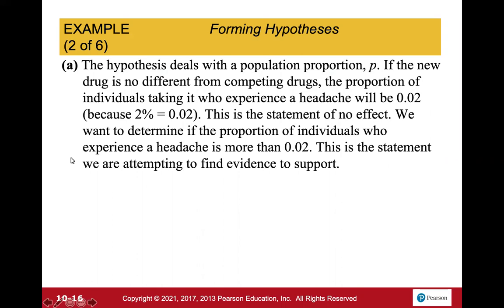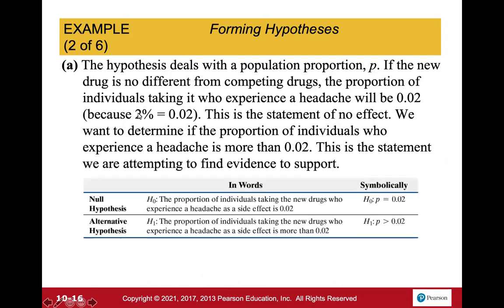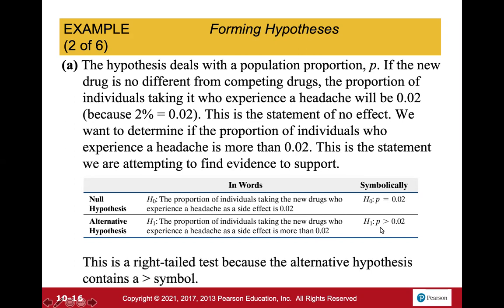So 2%, so they use something a little bit different. They use 0.02. They use the actual decimal percentage or decimal point. I use a percentage. Either way, it's still going to look the same. And here we go. So H naught, the proportion of individuals taking the new drugs who experience headaches as a side effect is 0.02, so equal to 0.02. Or the proportion of individuals taking the new drug who experience a headache as a side effect is more than 0.02. More than causes the greater than symbol. And because of that, so right tail test, because the alternative hypothesis is pointing to the right.